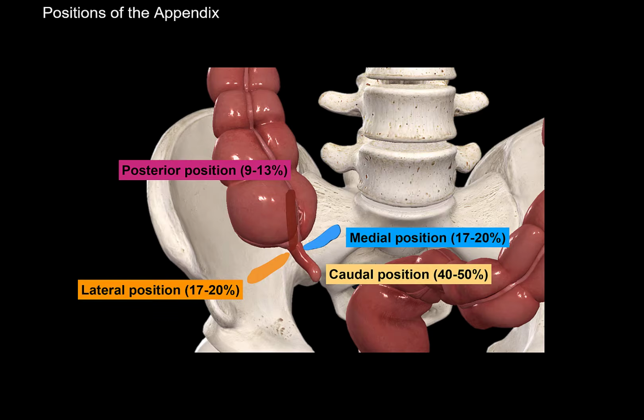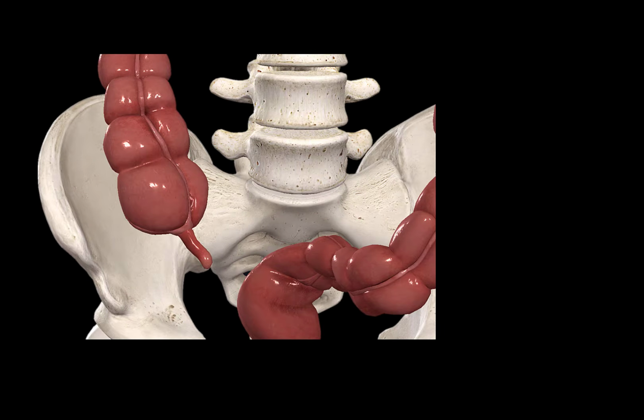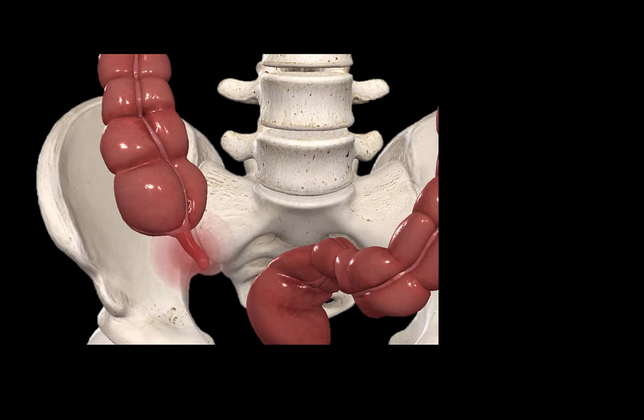And then really rarely, you will find it going anteriorly in front of the caecum. Sometimes, and it happens pretty often in patients unfortunately, inflammation of the appendix may happen, and this is called appendicitis. It's a very common cause of acute severe abdominal pain.